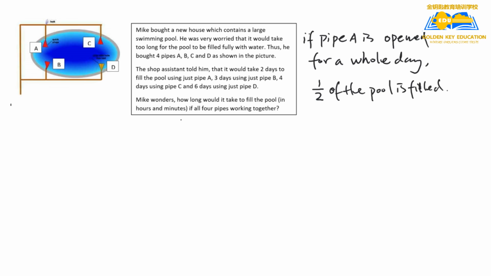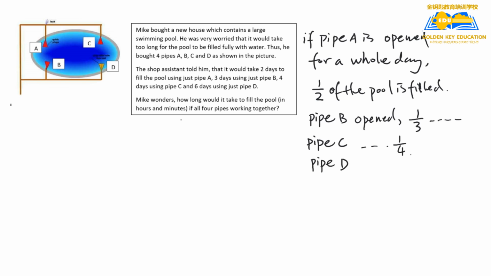Okay. Similarly, if you think about what will happen if you let pipe B open for a day, because it takes 3 days to fill the pool, it will be 1/3 of the pool which is being filled. Similarly, if it's pipe C, then we're looking at 1/4 of it because it takes 4 days to finish filling the pool, and pipe D, it will finish about 1/6 because it takes 6 days.